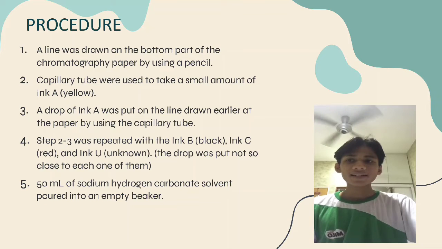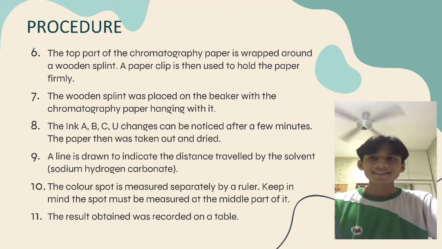Next, 50 ml of sodium hydrogen carbonate solvent was poured into an empty beaker. Next, the top part of the chromatography paper was wrapped around a wooden spline. A paper clip was then used to hold the paper firmly. The wooden spline was placed on the beaker with the chromatography paper hanging from it. Next, the changes in ink A, B, C, and U can be noticed after a few minutes. The paper was then taken out and dried.